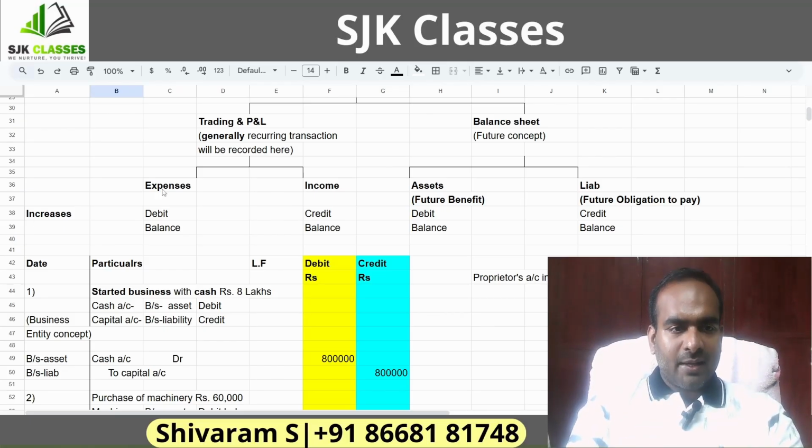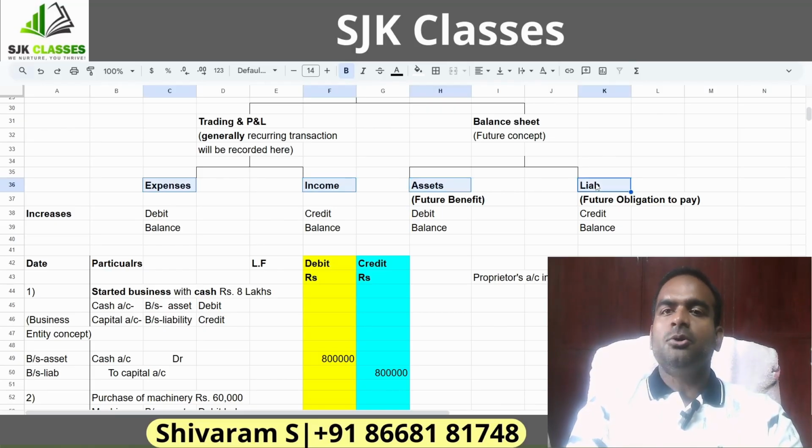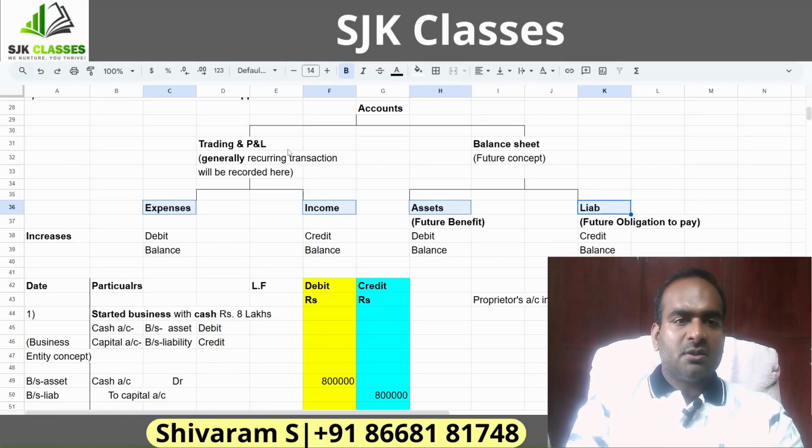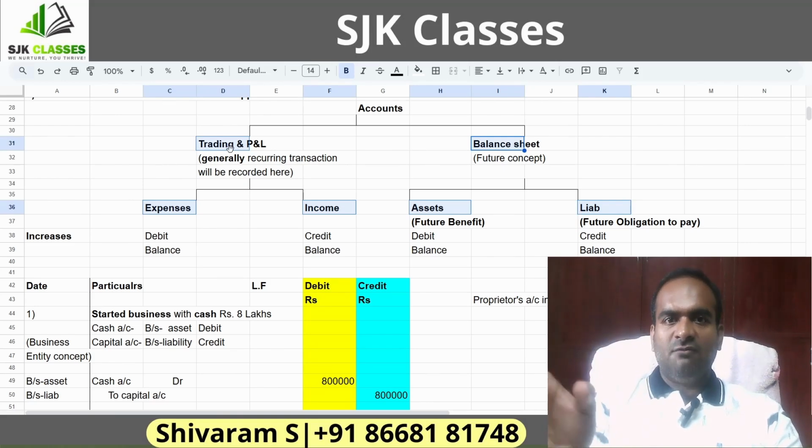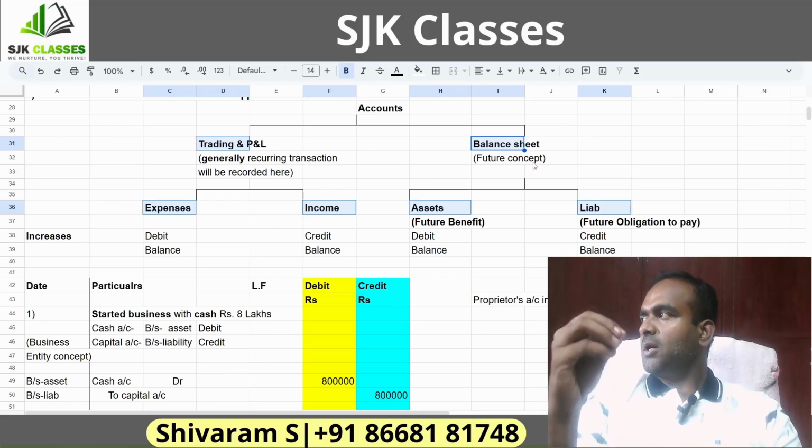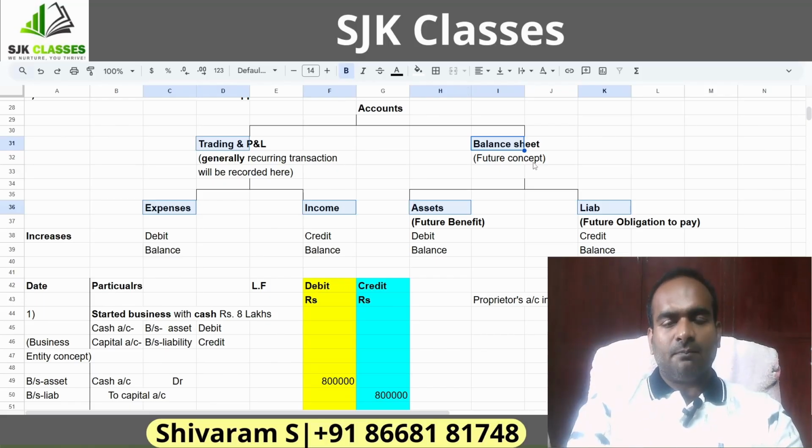Machine will be an expenditure, income, asset, or liability. How should you think about this? First, go from the macro view. You have two places called trading P&L and balance sheet. What is trading P&L? The recurring transactions will be captured in trading P&L. And what is balance sheet? The future-oriented concepts will be captured in balance sheet.